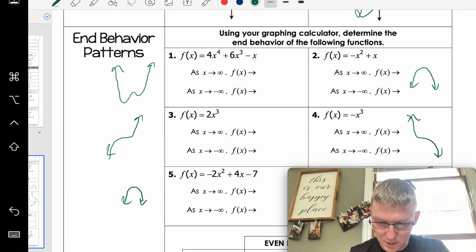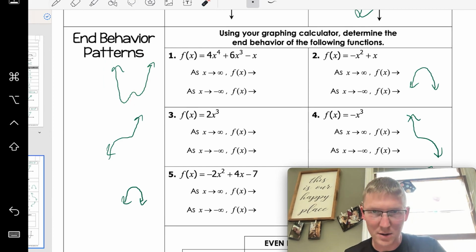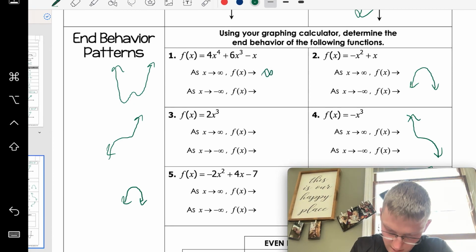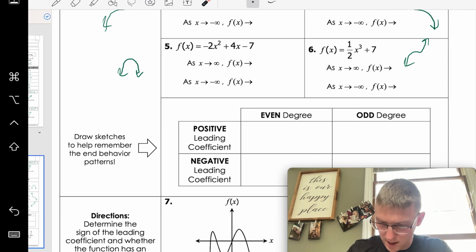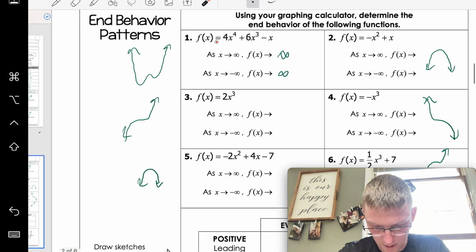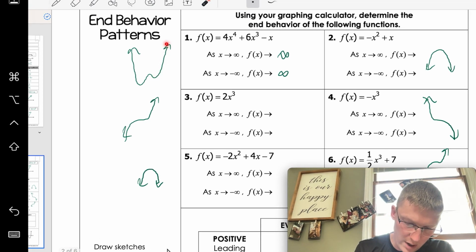If we look at this first one, it's a fourth degree polynomial and it looks like this. I just put it into my calculator and looked at the picture, but it's enough for us to say: as x approaches infinity, f of x is going to approach positive infinity. As x goes to the negative side, it's still going to go up. So it's going up in both directions.